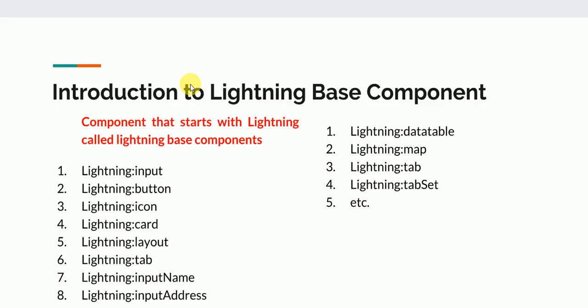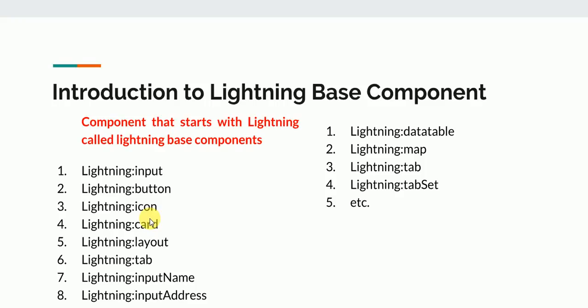So, introduction to Lightning base components. What are Lightning base components? Lightning base components are those components that start with lightning colon, and after that you can put input for taking the input. You can also put lightning button for the button, and lightning icon for getting the icons, whatever icons we saw in the SLDS. We can also create Lightning cards.